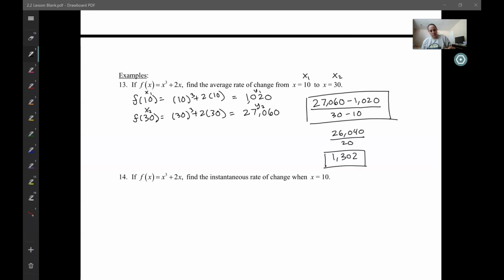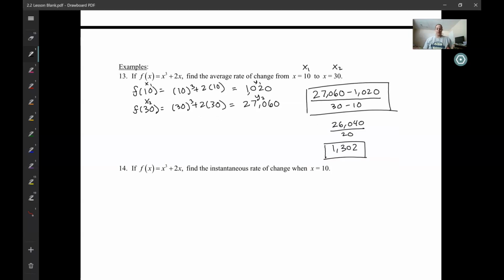Okay, welcome back. So this is what you should have gotten. Plug both in. You get 1020 and 27,060. Plug them into your slope formula, and that can be your answer, but if you want to simplify it, you should have also gotten that.